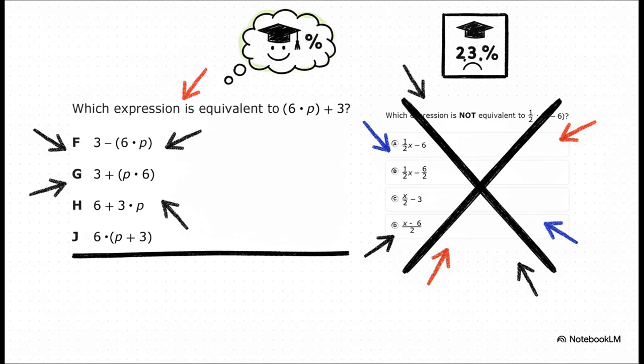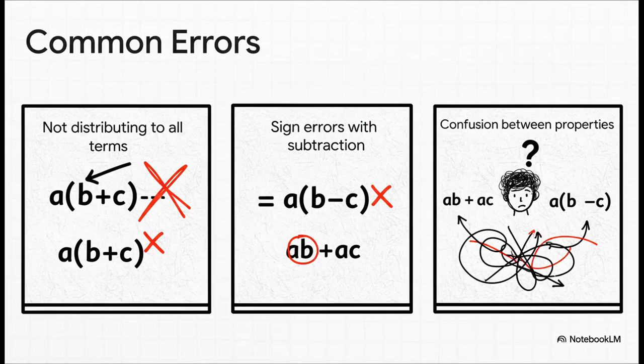On the left, you've got a simple problem about reordering terms. 79% of students got it right. They get it. They see 6 times p plus 3 is the same as 3 plus b times 6. Easy. But then you look at the problem on the right, a distributive property problem, and whoa, the success rate just craters to 23%. And the thing is, the mistakes they're making are so predictable.